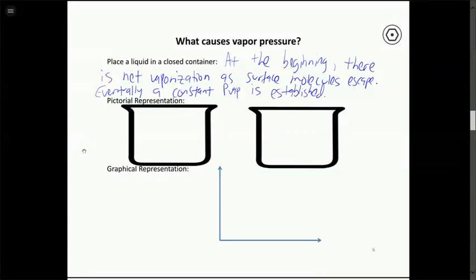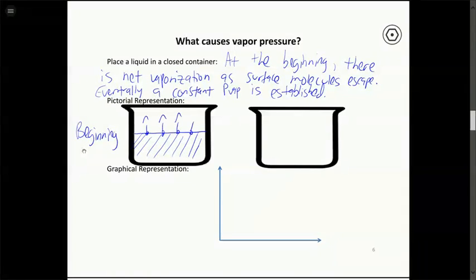All right, so the reason that this happens is, we're going to show what happens at the beginning versus what happens later on when we've gotten to that constant pressure. At the beginning, everything is in the liquid phase, and molecules start escaping from the surface. So early on, the vapor pressure is going to increase as molecules escape the surface, but then after some period of time, you reach what's called an equilibrium.